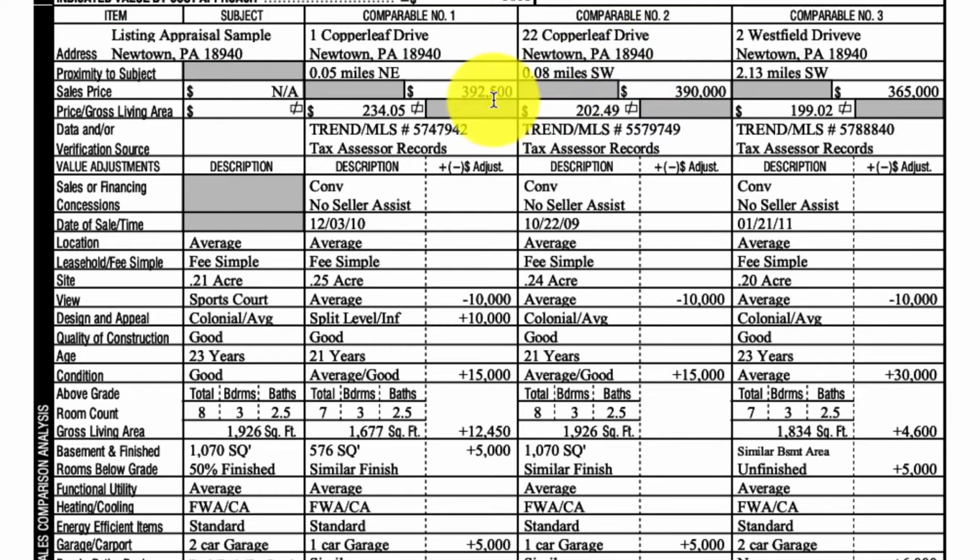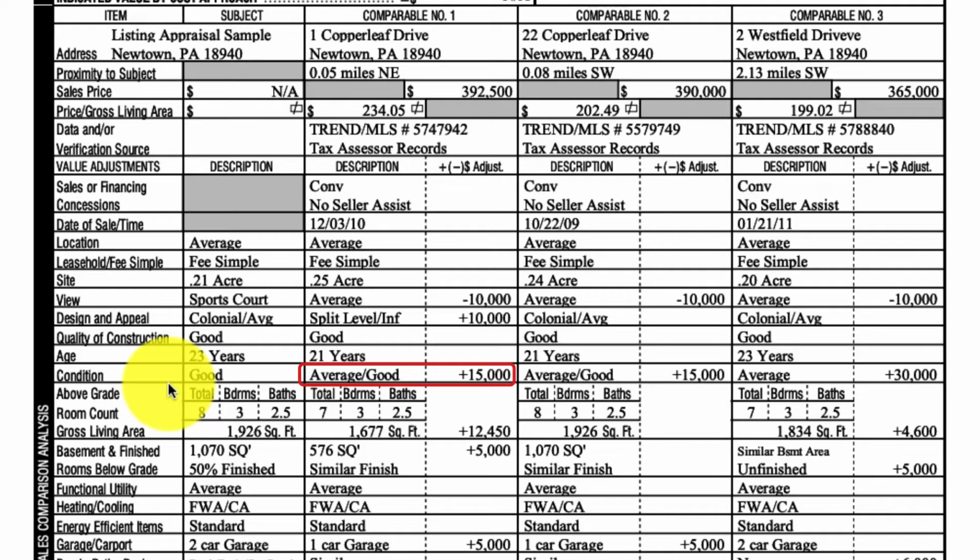Their addresses. We also have the sales price for what they sold for. And then we have 2 columns here, the description of the value adjustments that we're going to make, and then what we're adjusting. So I'm just going to skip down to, say, the condition down here. The property that we're looking to buy is in good condition. So not great, not average, but good. Now the comparable number 1 on the right of it is in average to good condition.